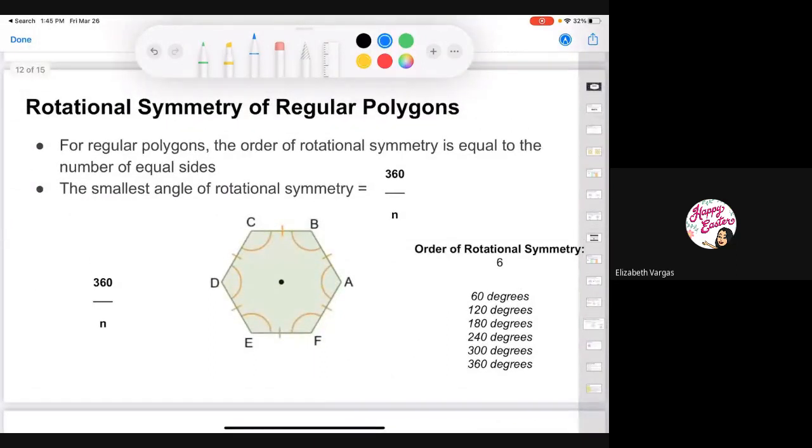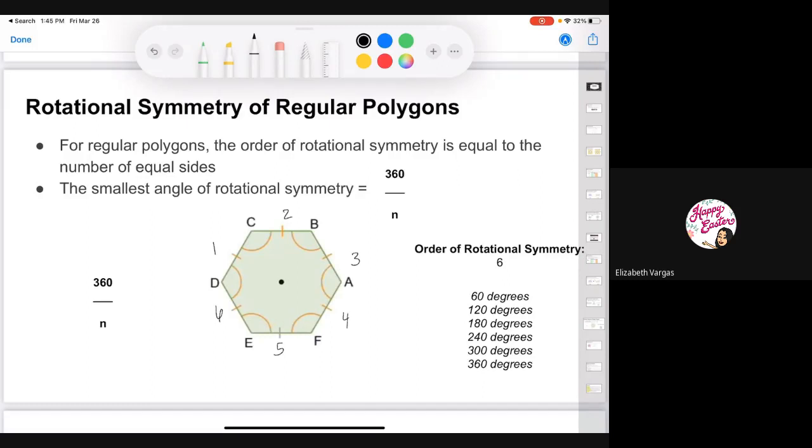Okay, so here is another example. Here, how do we know? We know this is a regular polygon. Okay, how many orders of rotational symmetry does it have? Well, it has 1, 2, 3, 4, 5, 6. It has 6 sides, so it has 6 order of rotational symmetry. It is a regular polygon, 6 sides, 6 order of rotational symmetry.